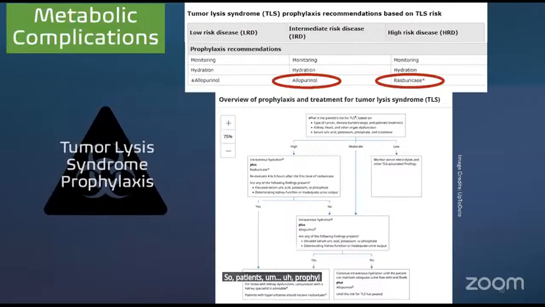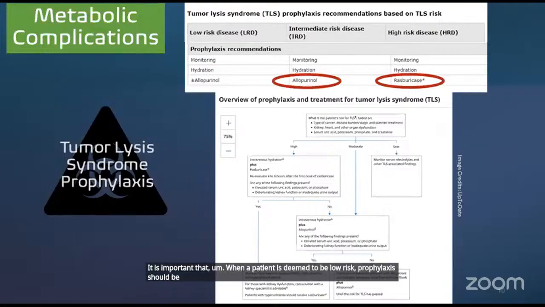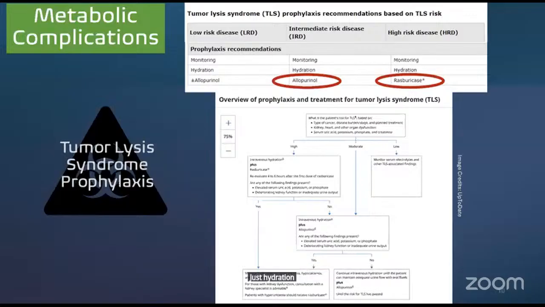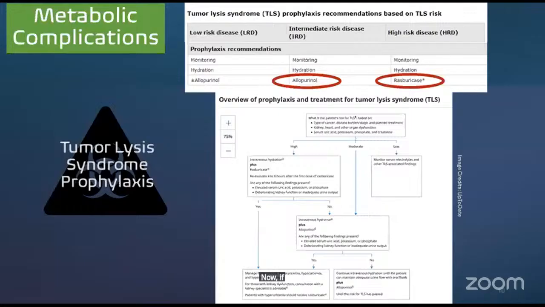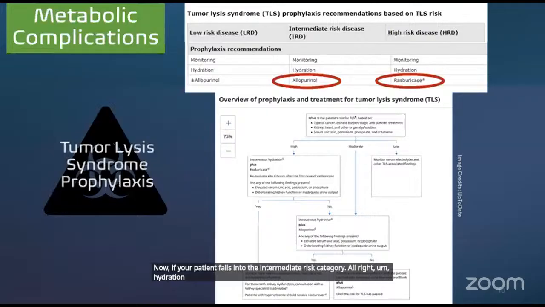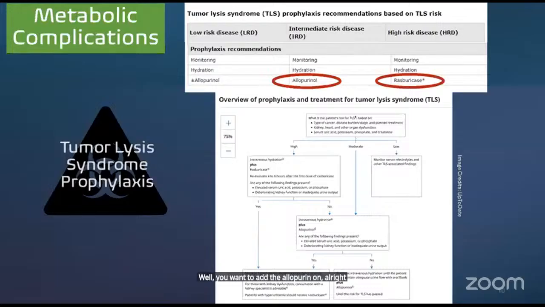So, prophylaxis. For patients with low risk, it's important that when a patient is deemed to be low risk, prophylaxis should be started, including just hydration and monitoring of your TLS labs, like what Gaston mentioned before, your phosphate level, your potassium, uric acid, and the calcium level. Now, if your patient falls into the intermediate risk category, all right, hydration and monitoring will continue, but you want to add the allopurinol, all right, which also helps with the uric acid elevation.